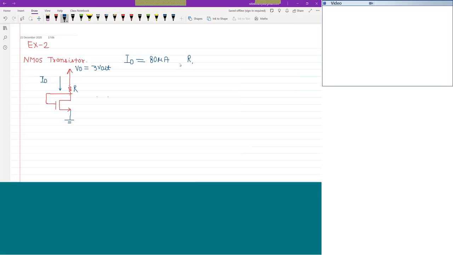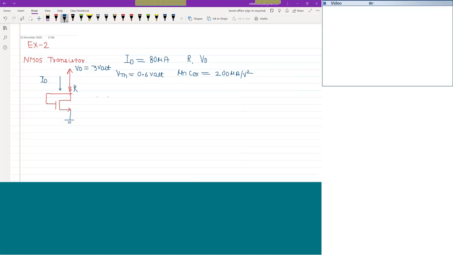And the voltage VD, the drain voltage value, also has to be found. These two values are what we are interested in. And what else is given? VTH, the threshold voltage of the circuit, is given as 0.6 volt. And mu n into COX for the circuit is given as 200 microampere per volt square.